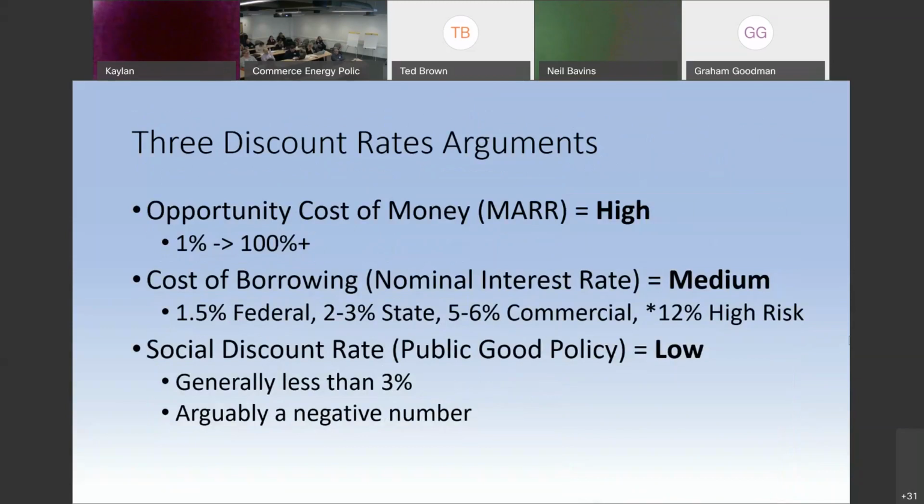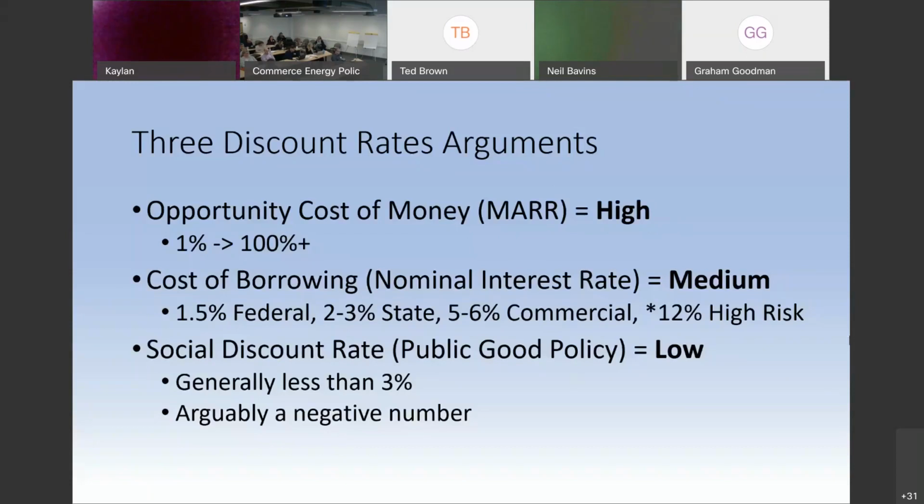There is the cost of borrowing, that we need to go look at what the marketplace is. When we're talking about nominal interest rates, there's the federal at 1.5, the state's been floating around 2-3%, commercial loans we saw in the 4-5-6 category, and there are these high-risk loans. People may need to go out and get hard money to take on a construction project, and they're paying 12% interest rates. How does that factor into this? And then there is, of course, the societal discount rate, which we were just talking about, which is generally lower, generally less than 3%. And there's a number of people arguing that it should be a negative number because the value of your grandchild may be more than yours.